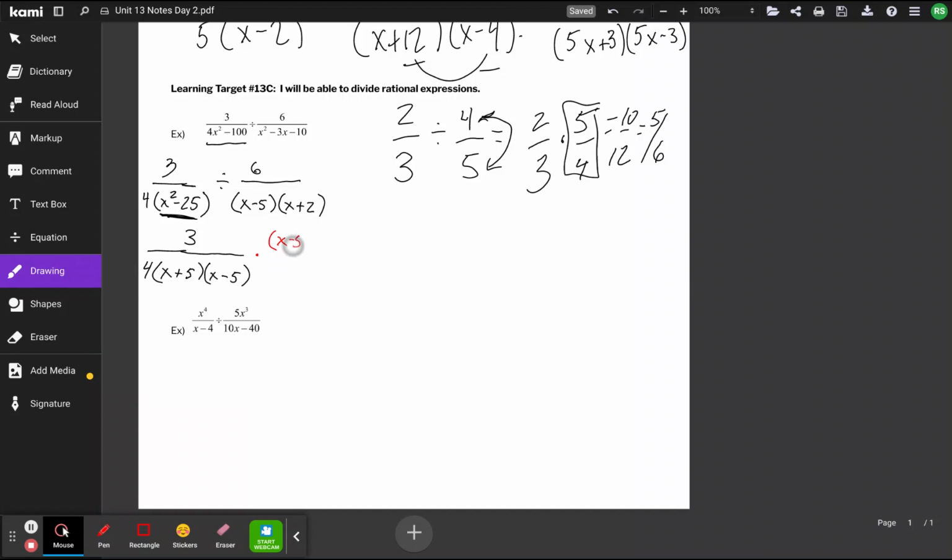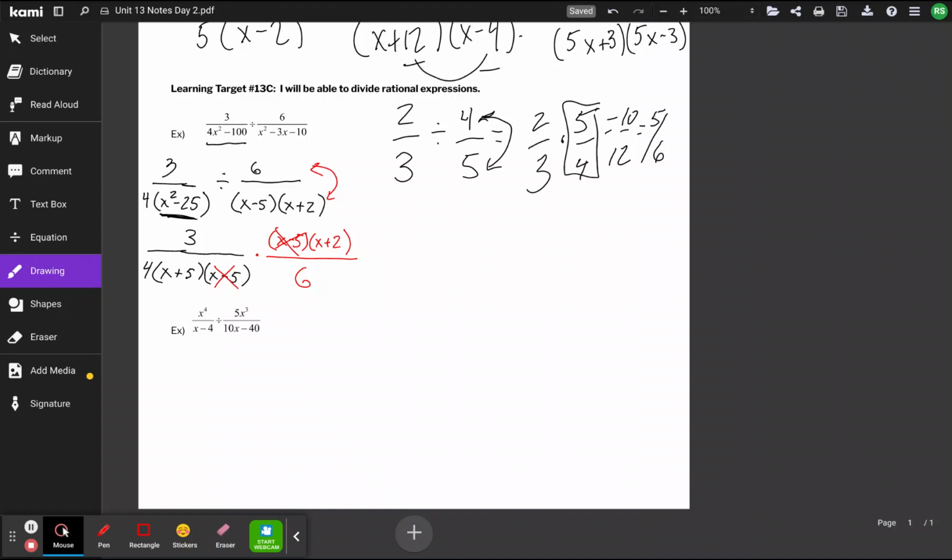X minus 5 and x plus 2 go in the numerator. 6 goes in the denominator. We're going to take the reciprocal here. So now we look at factors that we can eliminate. We have an x minus 5 in the numerator. We have an x minus 5 in the denominator.